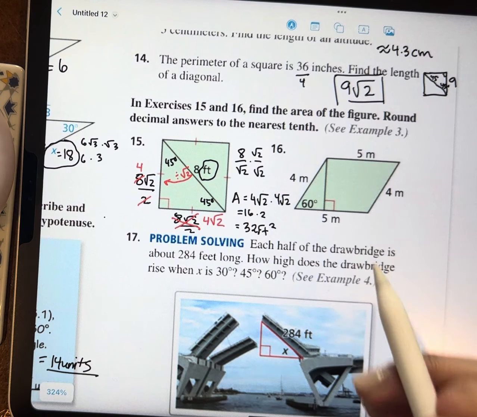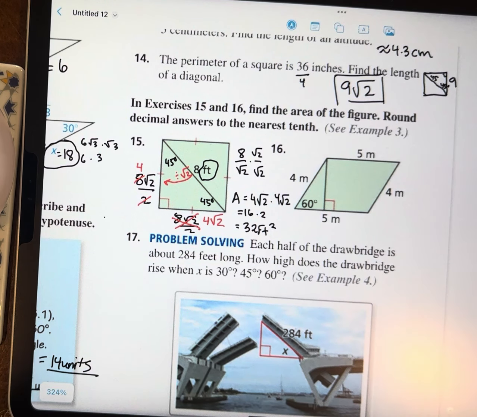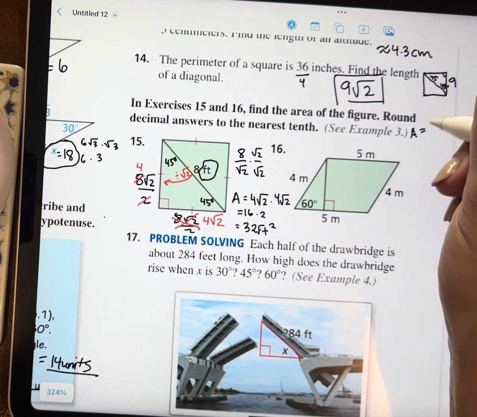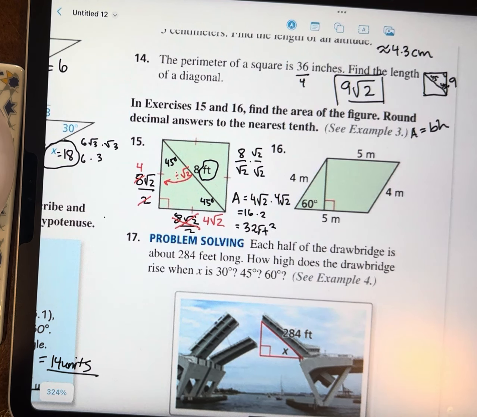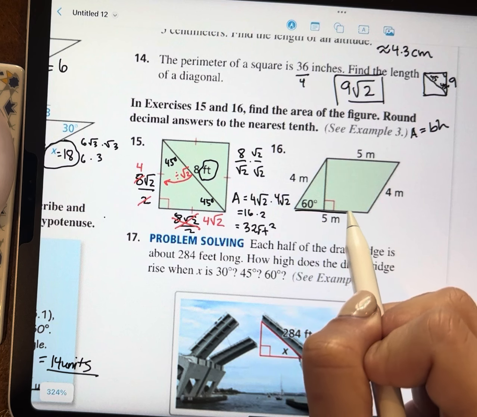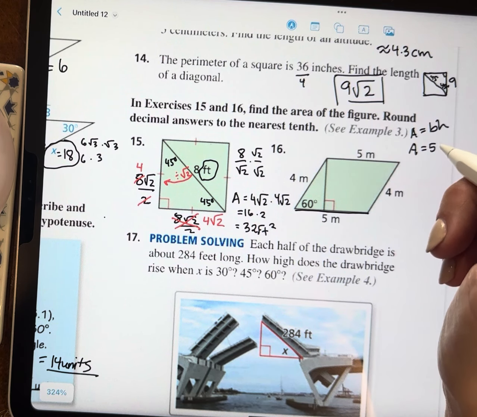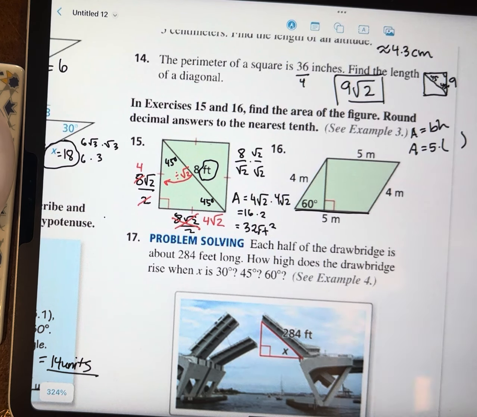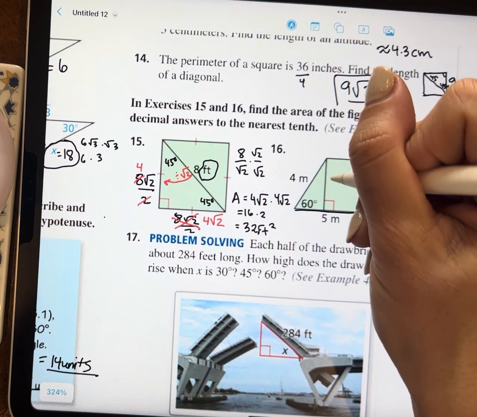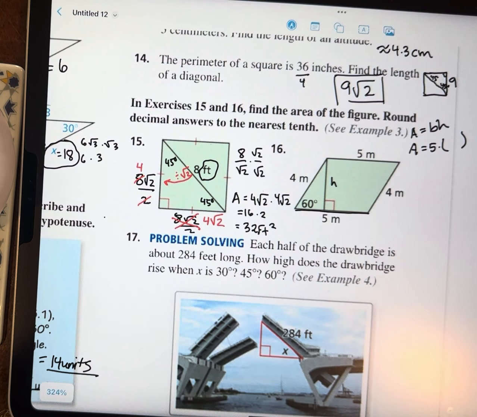Okay, and here we've got a parallelogram. Again, area is base times height for both of these. The base of my parallelogram is 5, so area equals 5 times whatever this height is, and that's what we don't know, this height right here. So let's figure it out.